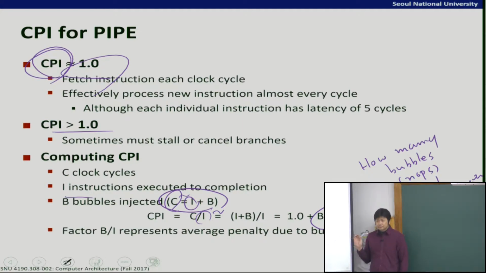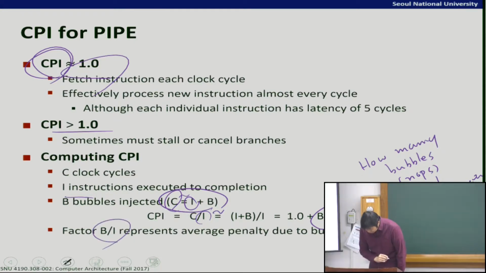So if you have very frequent misprediction of branches in your program, then this one will be pretty high. And if your program doesn't have any branches, no load use hazard, no bubbles, and nothing, then this will be 0. No bubbles will be inserted in your pipeline, so in that case, this one will be 0. So this factor B over I represents the average penalty due to bubbles.